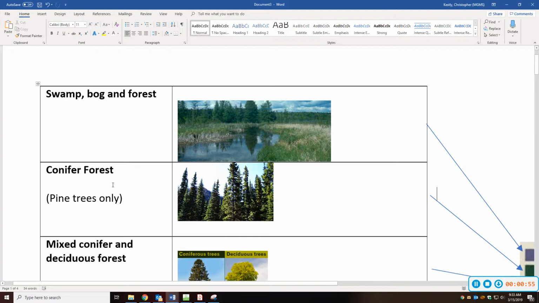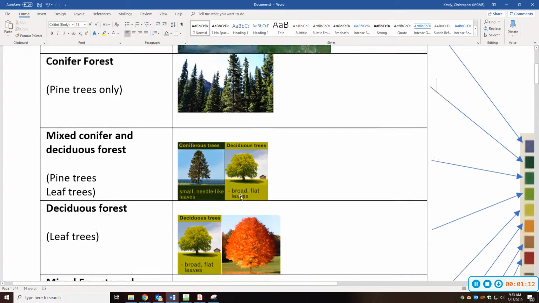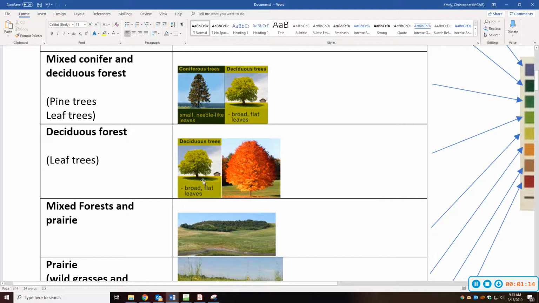Next, conifer forest. That means pine trees only. So that's right here. And then there's a mixed conifer and deciduous. So conifer again means pine trees with a combination of broad, flat leaves. So for example, like a pine tree with maple tree is a mixed forest. Next one, deciduous forest. That would be forests that are only broadleaf, like a combination of maple and oak, basically trees where the leaves fall off.